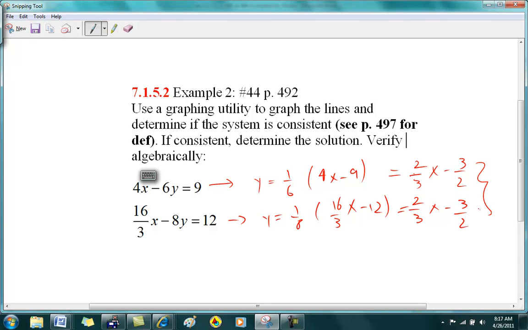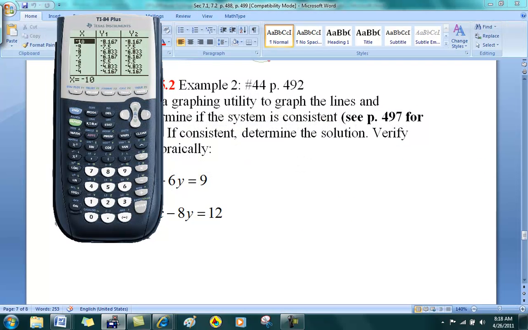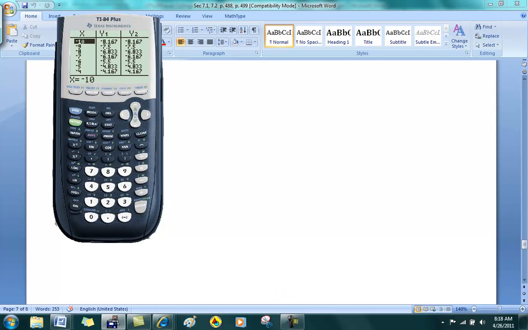solutions. Is the system consistent? Yes, it is consistent, because remember, consistent says at least one solution. So you've got an infinite number of solutions, and therefore the system is consistent. Okay, moving on, next example.